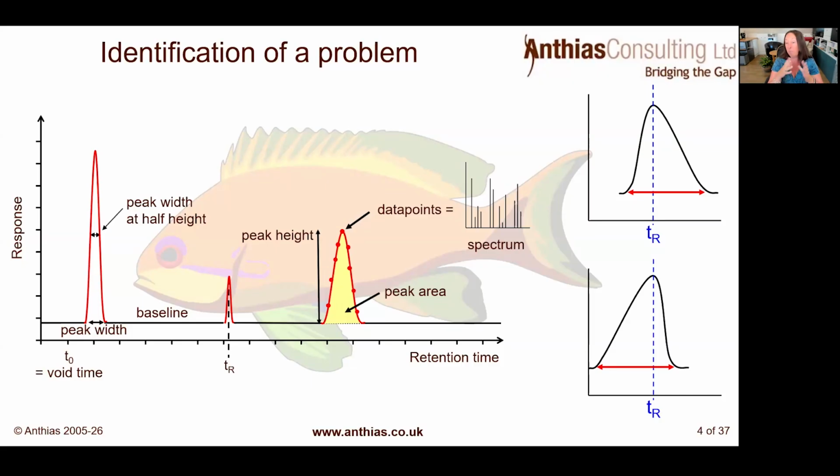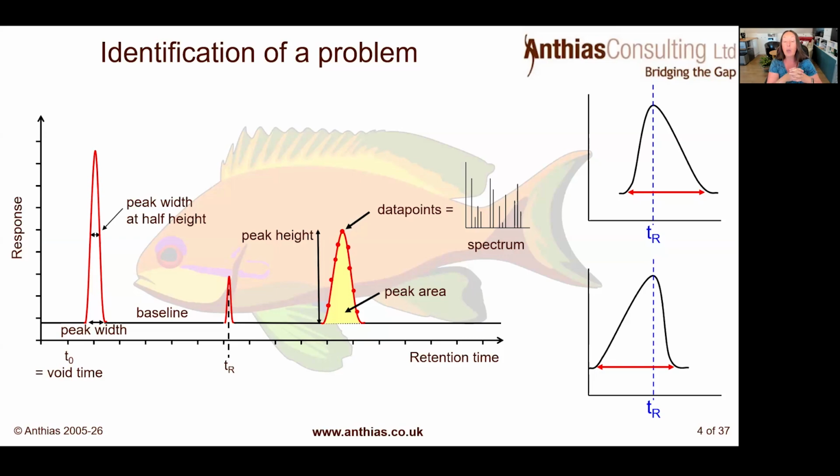It could be that the peak shape doesn't even look like a peak, it looks like a wobbly mess. So again, you can say, well, actually, maybe it's not focusing properly on the column. So you've got to be looking at the peak shapes and thinking about what the problem is. So you want to look at the peak shapes in terms of how broad or how narrow they are, and if they're tailing or fronting, as well as their retention time.